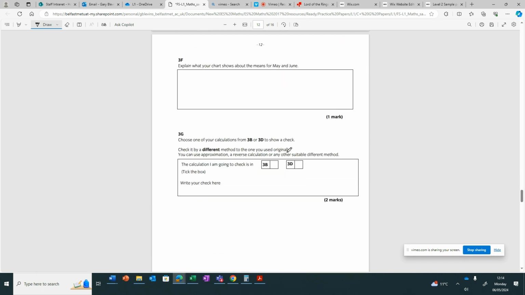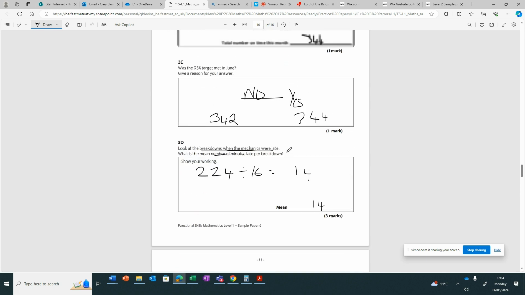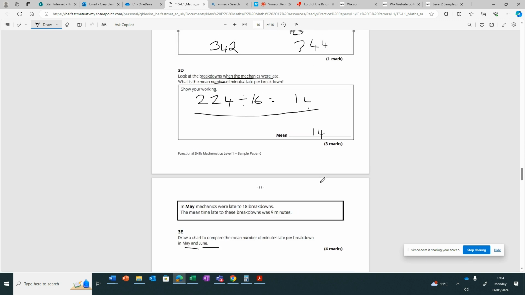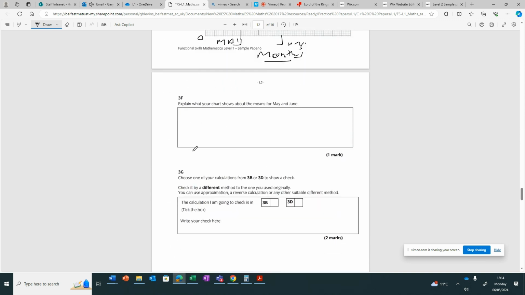Choose whether calculation 3B or D shows a check. So 3B or D. There's D, a calculation there: 224 divided by 16 equals 14. The check is right. Take the 14, the answer, and instead of dividing by 16, multiply by 16. Do the opposite to get back to the answer.